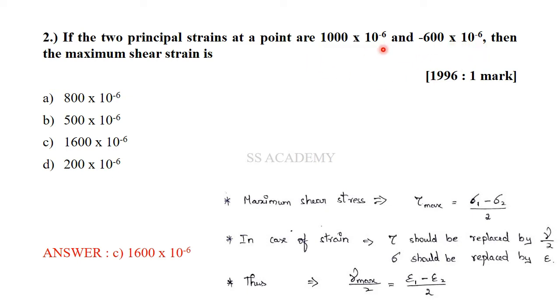How do I arrive at major and minor? Major is the value which has higher magnitude, and minor is the one which has lower magnitude. So 1000 plus 600 will give 1600. So C is the answer.